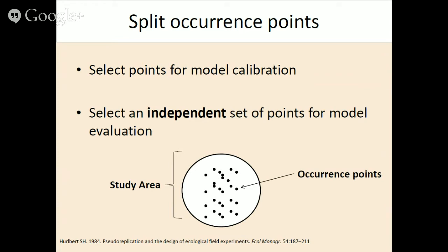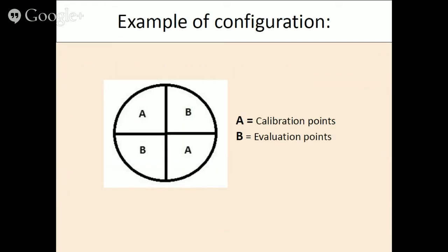These are all the occurrence points that I have available for my diseases or my vector. And I'm going to split this study area in 4 panels here to have diagonal areas of points. In this case, I'm going to use the A areas to calibrate the model and the B areas to evaluate the model. So this is an example of the configuration when we are going to split the data.